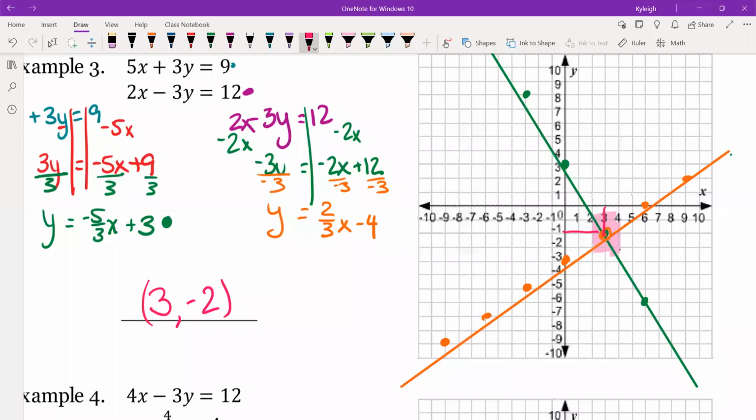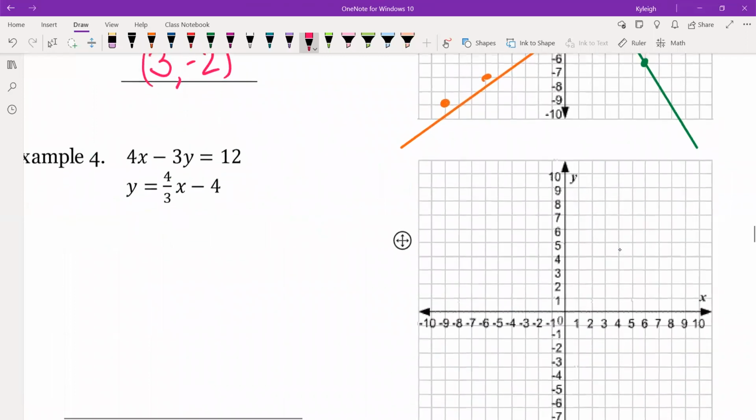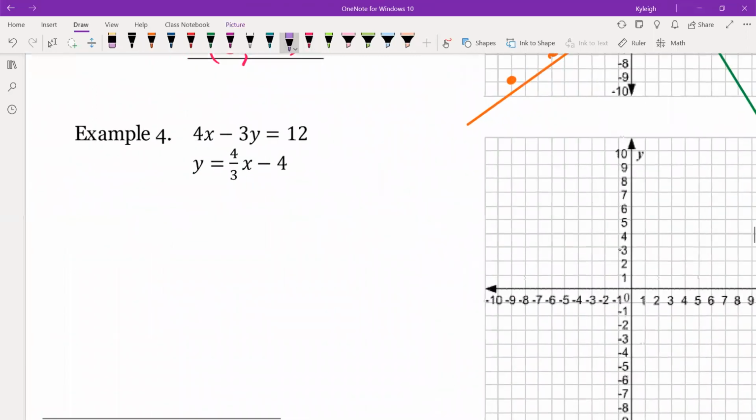All right, so hopefully you got that they crossed right there at 3, and then it's really -1, -2. It looks like it's 3, -1, but it's really 3, -2. All right, I want you to try example 4 on your own. You need to get this into slope-intercept form, so solve for y, and then graph both of those. I'll check in, but try doing this one on your own.